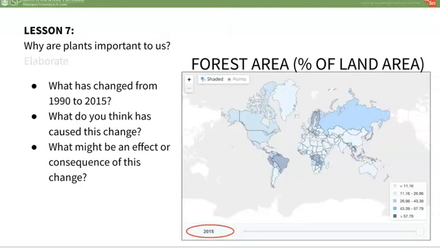Continuing on through the forest slideshow, students should discuss what has changed from 1990 to 2015 as they note the date on the slide in the bottom left corner.